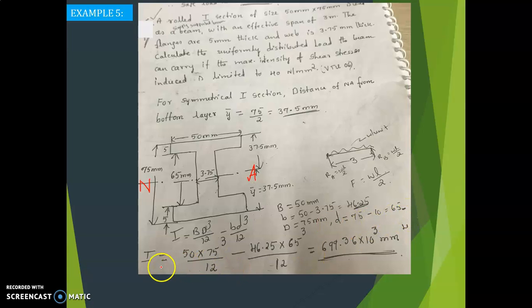So now you can calculate what is I. Substitute in this equation: B is equal to 50 and capital D is 75 cube divided by 12 minus small b, 46.25, into small d, 65 cube divided by 12. You get this answer 69.36 into 10 raised to 3 millimeter raised to 4. Now I you have calculated.